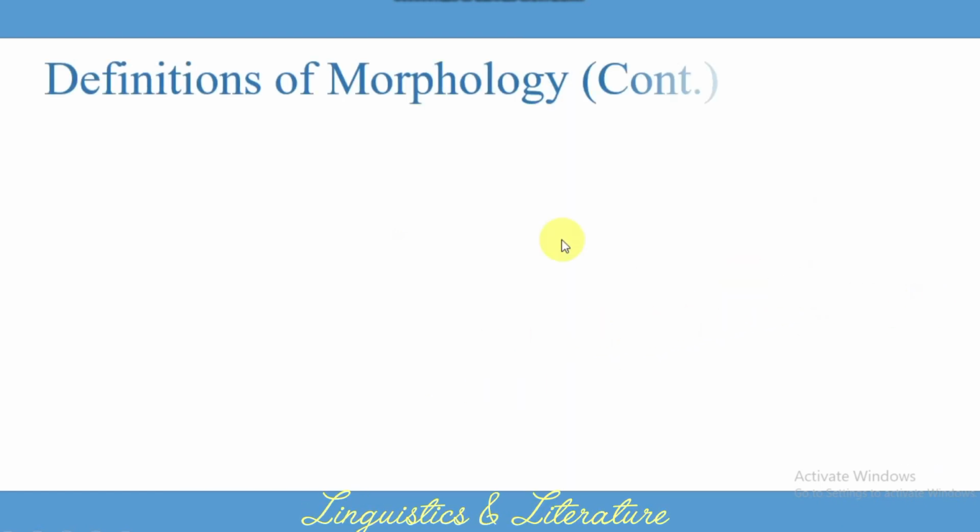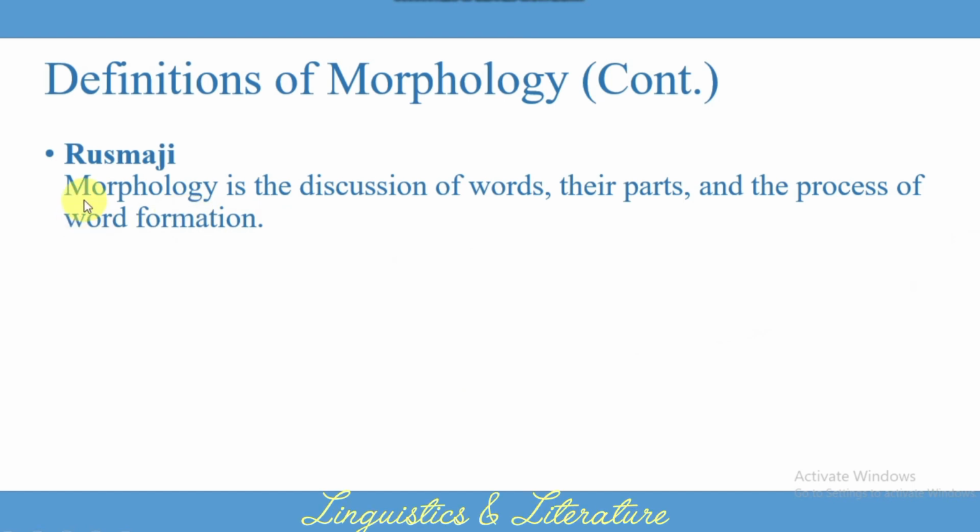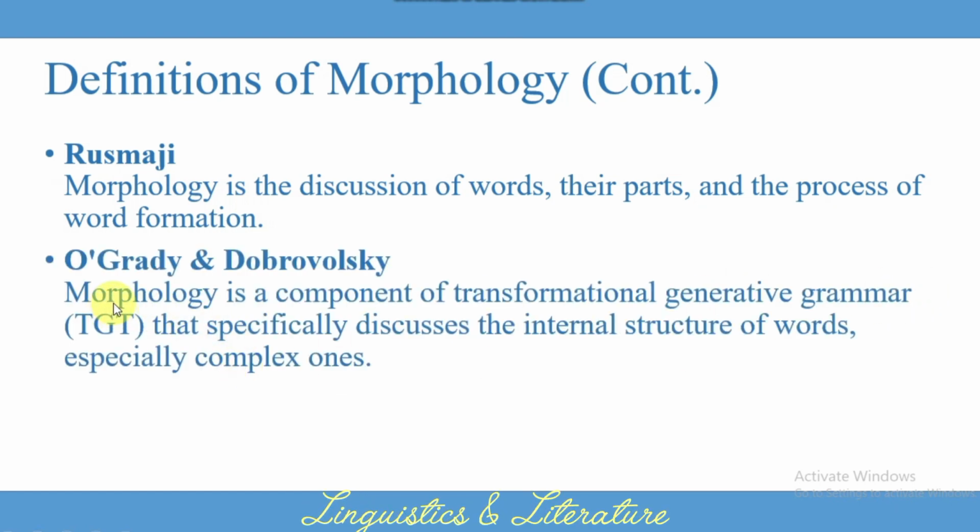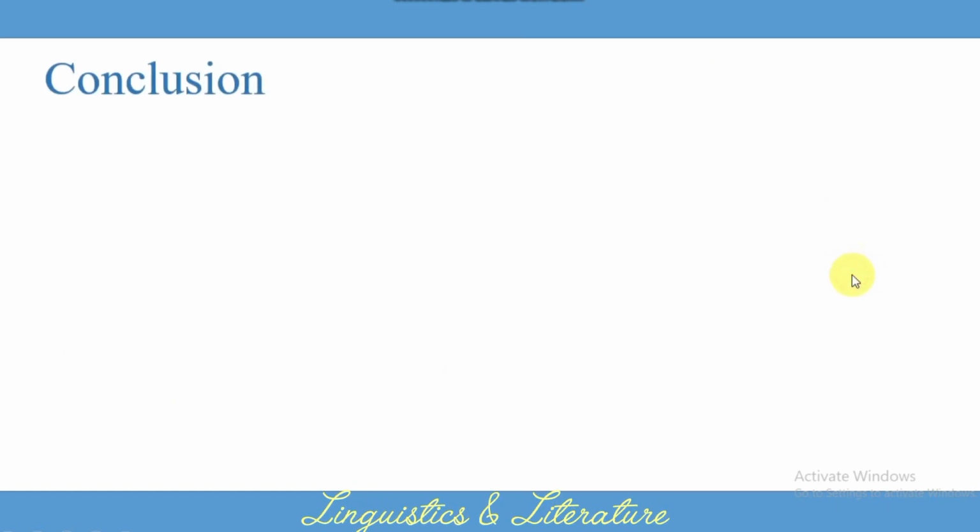Okay, definitions are continued. Rosmaji. Morphology is the discussion of words, their parts, and the process of word formation. Very good definition. Gray and Dobrovolsky. Morphology is a concept of transformational generative grammar. It specifically discusses the internal structure of the word, especially complex ones. This is the definition.